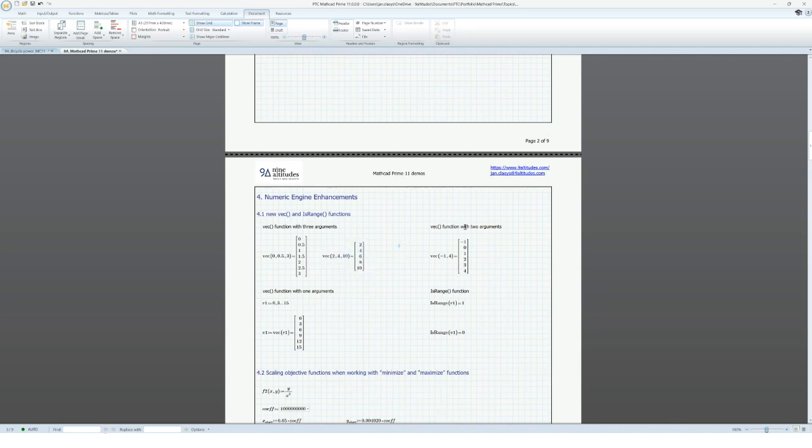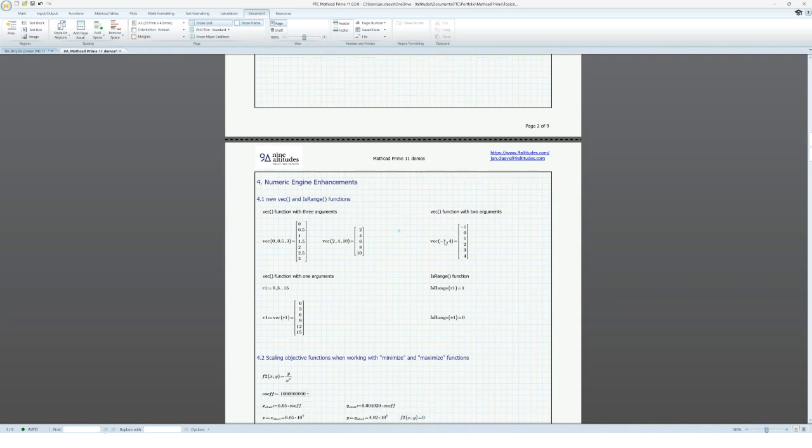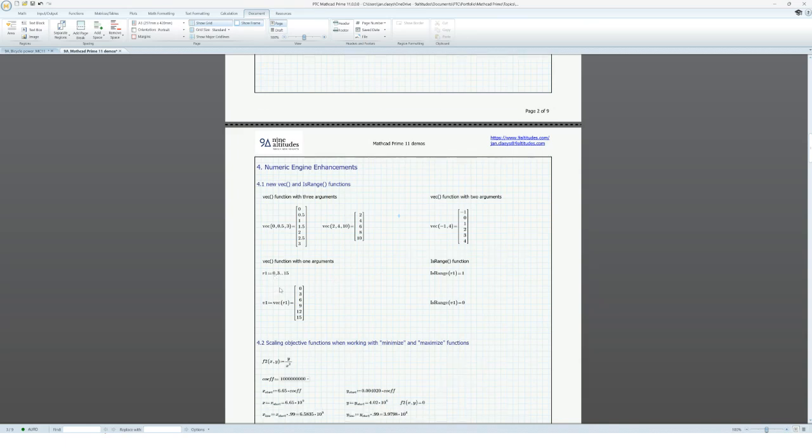The second application only requires 2 values. So only the start and stop value, and the increment will always be 1. Here I see something, I think this will make a lot of users happy. This is a very common situation.